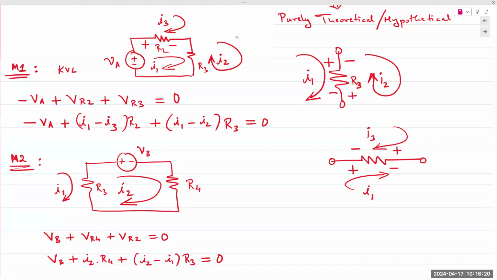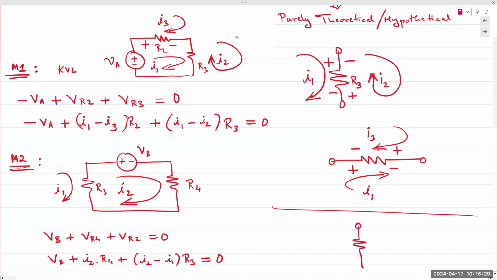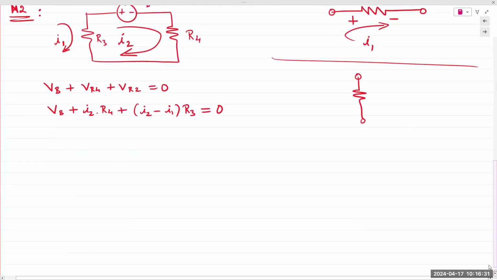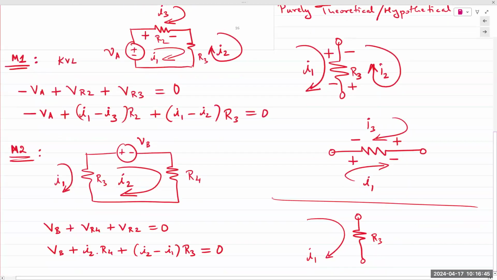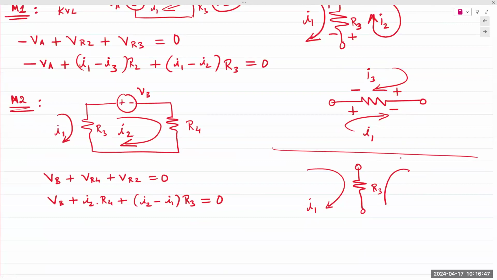If we choose our mesh current in the opposite direction, meaning let's stick with R3, and this time my I1 is clockwise. However, I3, I'm going to choose, was it I3? I2. I'm getting confused between those two. And I2 is now counterclockwise. What happens then?